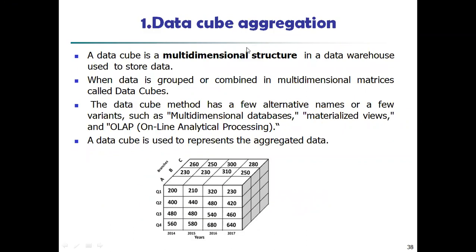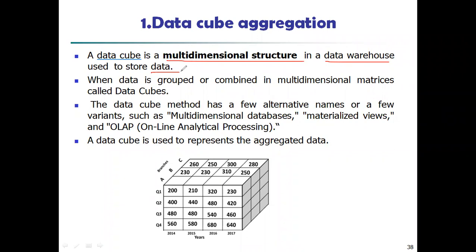What is the first one? Data cube aggregation is the first one here. First of all, what is a data cube? A data cube is a multi-dimensional structure. It is a multi-dimensional structure in a data warehouse used to store data.